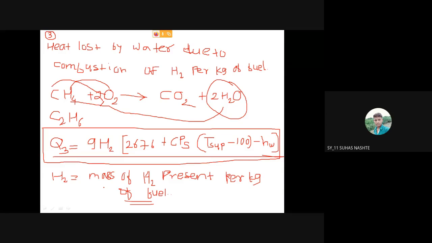Heat lost by water due to combustion of H2 per kg of fuel. Hydrogen present in the fuel reacts with oxygen during combustion and is converted into water. This water also takes heat from the combustion and gets converted into superheated steam. This loss can be calculated by the formula Q3 = 9H2 [2676 + CPS (T sub - 100) - HW], where H2 is equal to the mass of hydrogen present per kg of fuel.